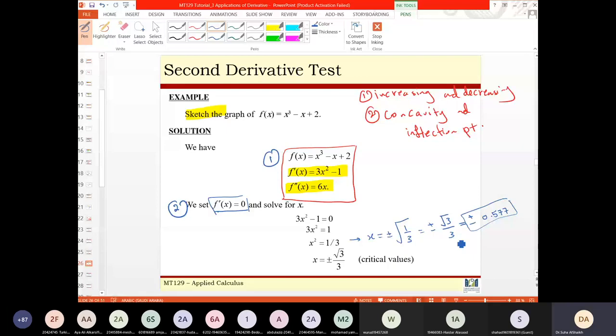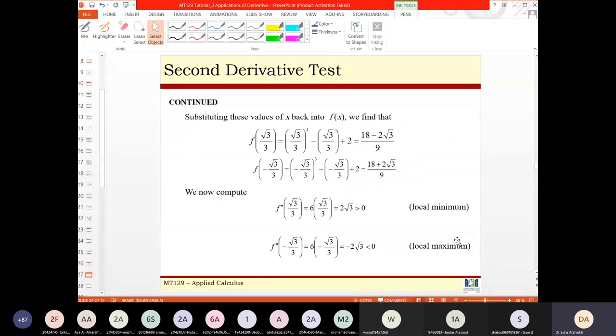How will I check increasing and decreasing? We use the second derivative test. We're going to put those values in f double dash. So this is step number 3. Here they find the y of the point, which is f of root 3 over 3. This is the value, and the y of minus root 3 over 3 is this value. Keep it to the end.